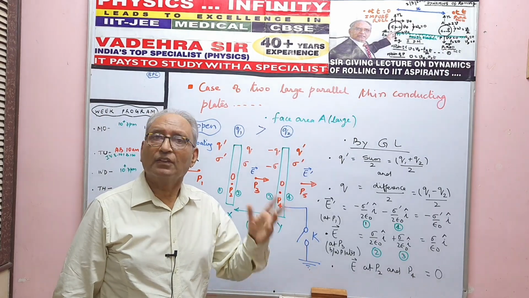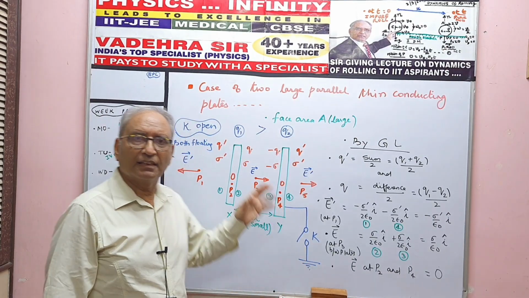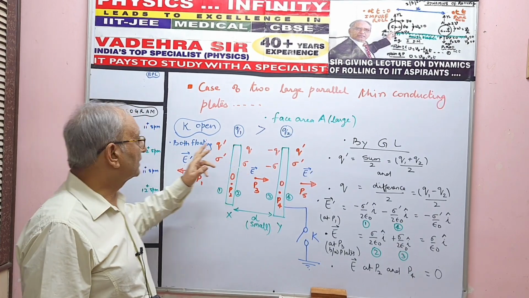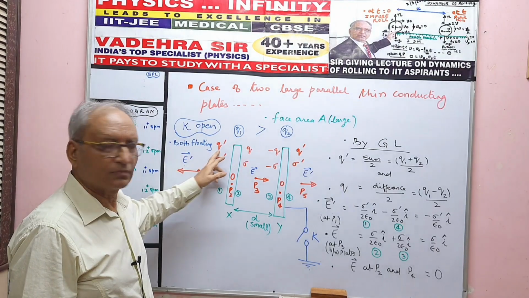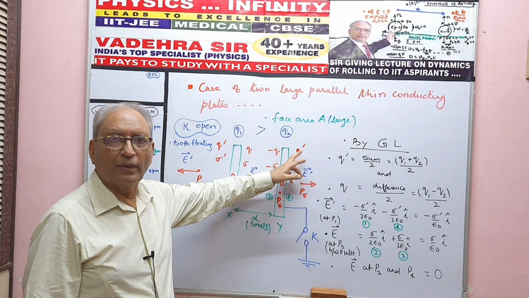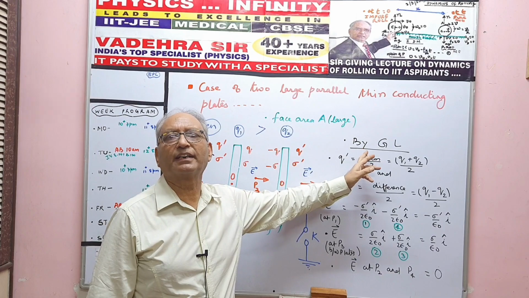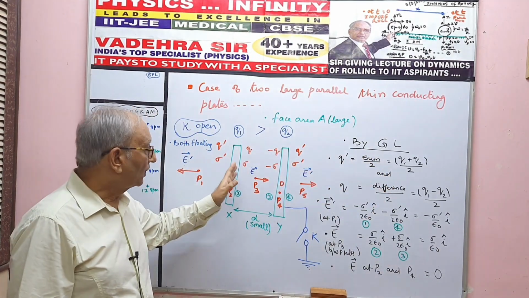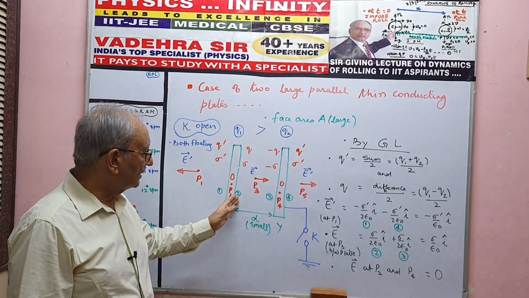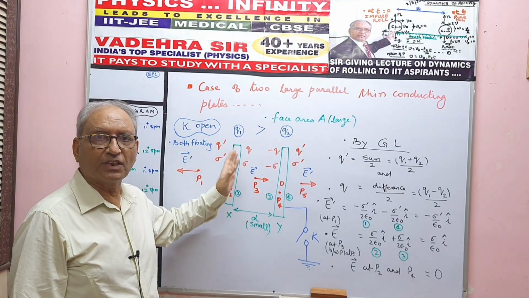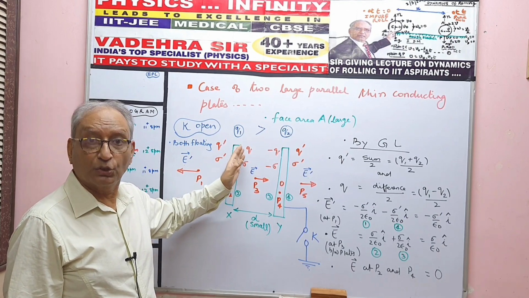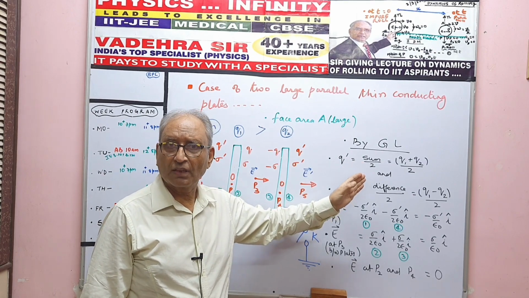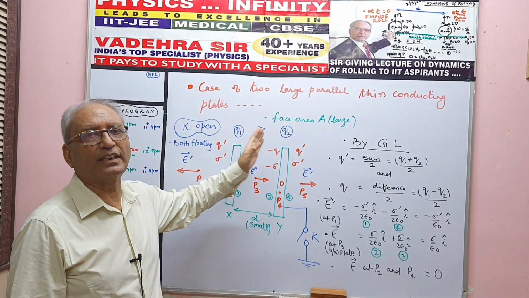Using Gauss's law, we can easily prove that the charges will get distributed on the faces such that on this side it is Q dash, here also it is Q dash, where Q dash is the sum of the charges divided by 2, so Q1 plus Q2 divided by 2. Whereas on the inner faces, that is face 2 and face 3, the charges are equal and opposite, Q, where Q is the difference divided by 2. I am assuming that Q1 is more than Q2.